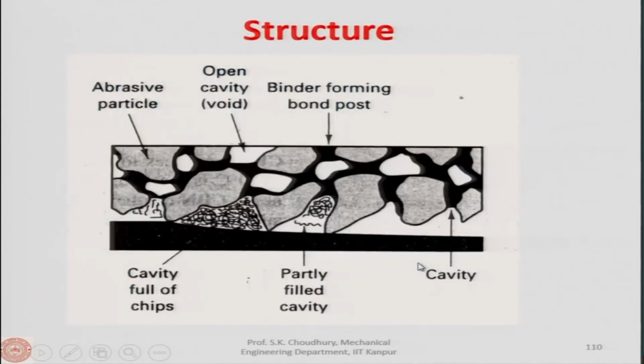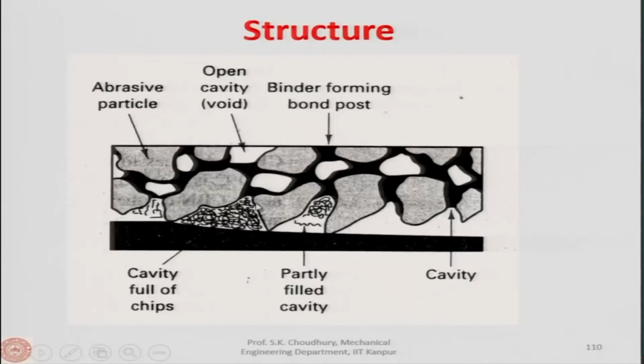Next to grade is the structure. Now, here in a very enlarged way, the surface of a grinding wheel is shown, and you can see that in between the grains there is a void. Void is the space to accommodate the chips, like in the milling cutter. In milling cutter, as I showed when we were discussing up milling and down milling, between the teeth there is a space called the void, and in those voids the chip is accommodated.